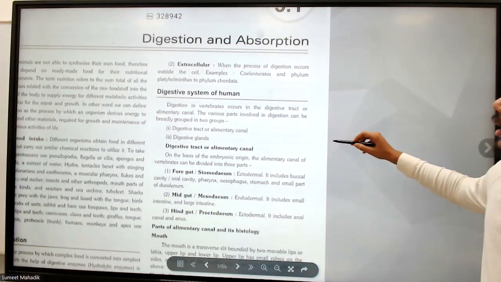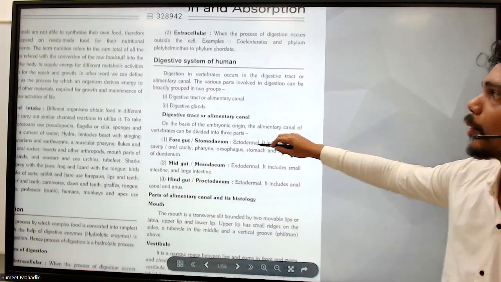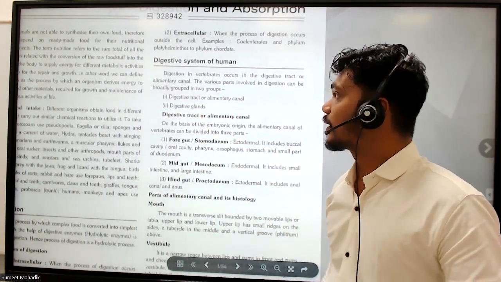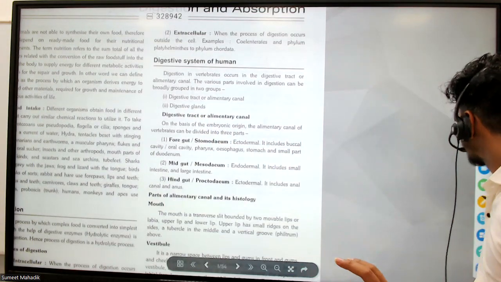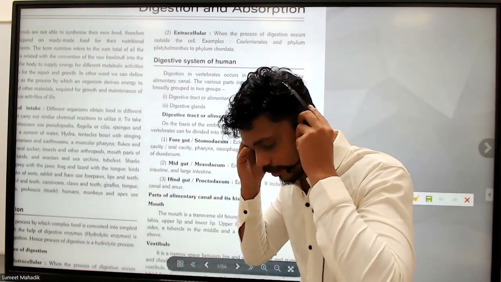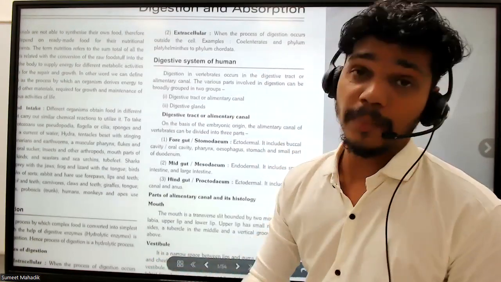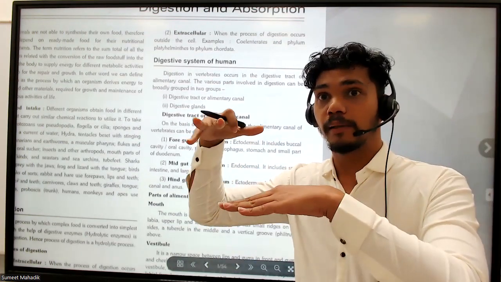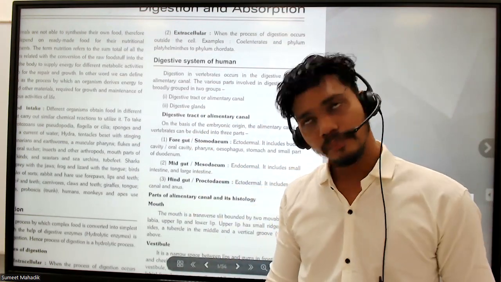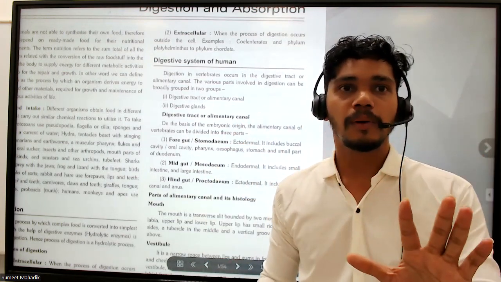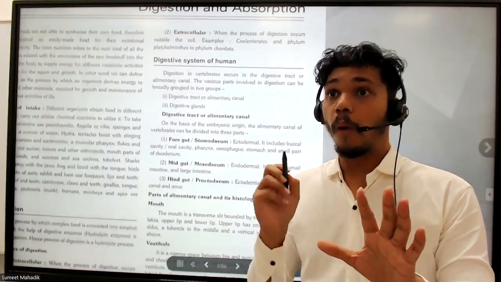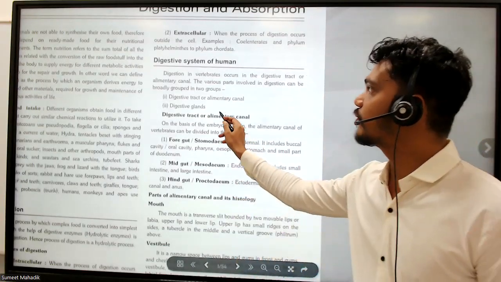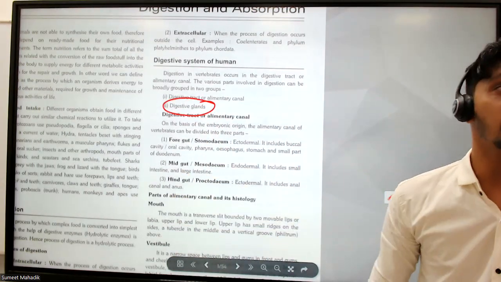Now, when you talk about the digestive system of the human, you have to study the digestive tract, also called the alimentary canal. It's also called the digestive glands. What do you mean by glands? You must have heard about squamous epithelium, stratified epithelium, and then goblet cells. The protective layer is all about the squamous. So what is a goblet cell? Have you heard about the goblet cell? The one who secretes. Similarly, we have digestive glands which are responsible for secretion of some enzymes.